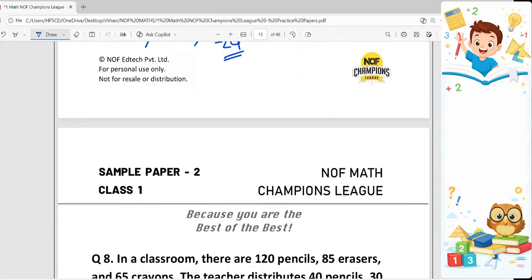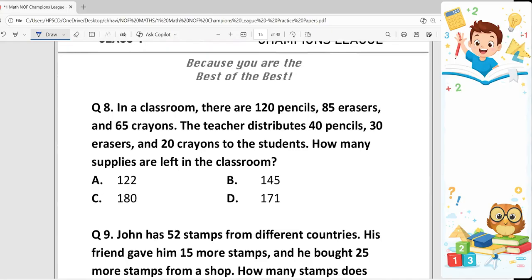Okay. Next, eighth. In a classroom, there are 120 pencils, 85 erasers, 65 crayons. The teacher distributes 40 pencils, 30 erasers, and 20 crayons to the students. How many supplies are left in the classroom? So to find the answer that is left, we have to find it by subtracting. But before that, we have to add this, this, and this to find the total. Then we add this, this, and this and find the total of this. And then we will subtract it to get the final answer.